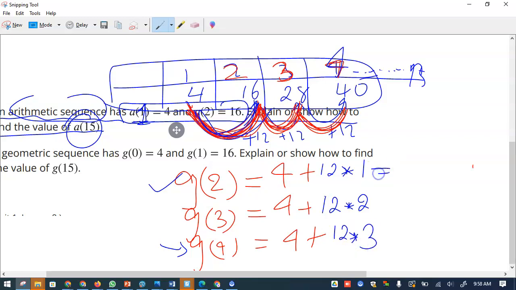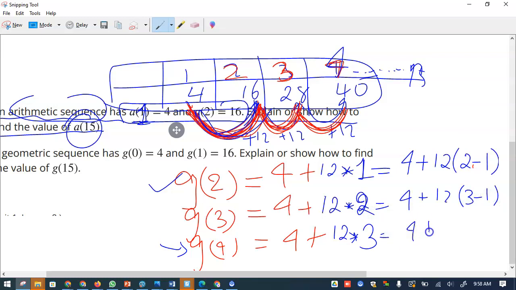So basically what this means is it is 4 plus 12 and then you see 2 minus 1. This one is 2 minus 1. This one, and this 2 which is there, I can write 3 minus 1. Then 4 plus 12, and now if it is 3, I can write 4 minus 1. So focus is on this number: if it is 2, it is 2 minus 1. If it is 3, it is 3 minus 1. If it is 4, it is 4 minus 1.